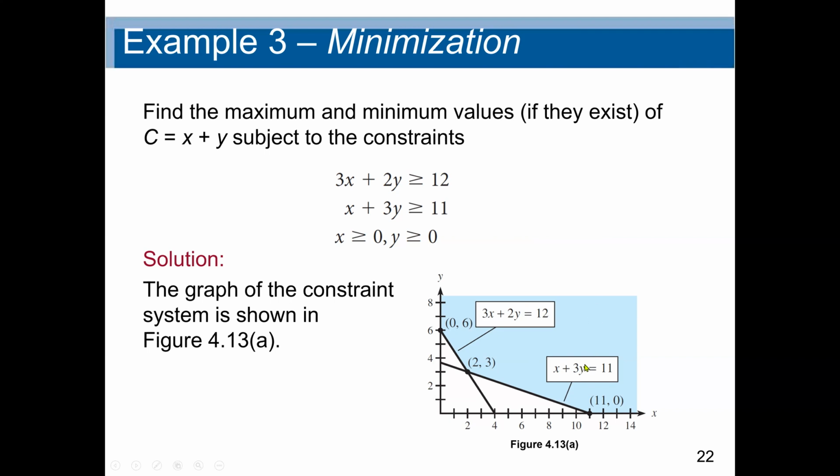Now, once we know the feasible region, we need the corners, the points. The first point here is 0 and 6. The second point is 2, 3. And the third point is 11, 0. So we are going to plug these 3 points into our objective function, which is c equal to x plus y. So we get c equal to 0 plus 6, which gives us 6. And 2 plus 3 will give us 5. And 11 plus 0 gives 11. So the maximum will be 11. So let's see.